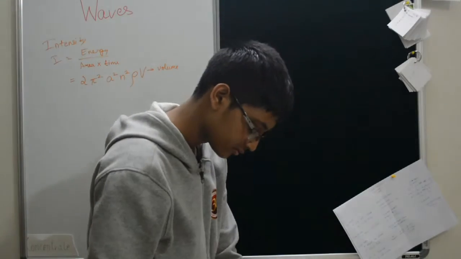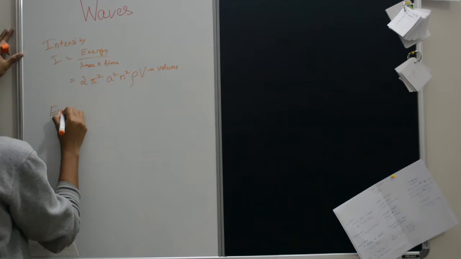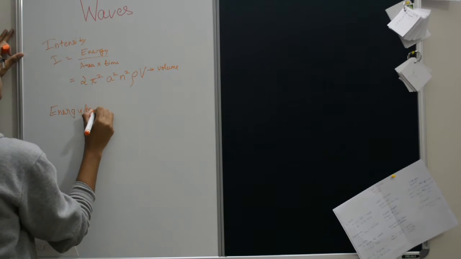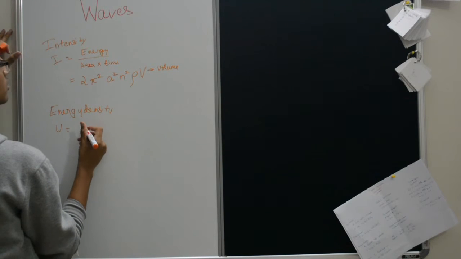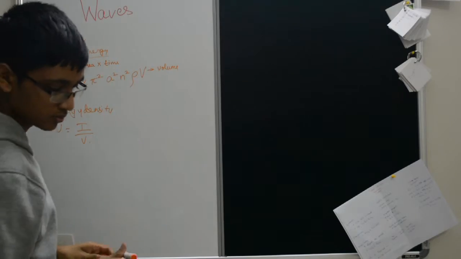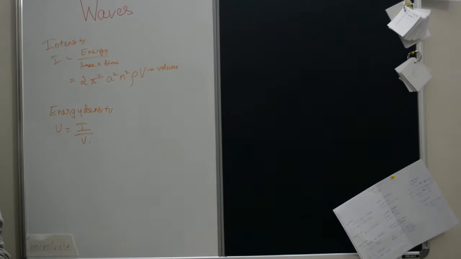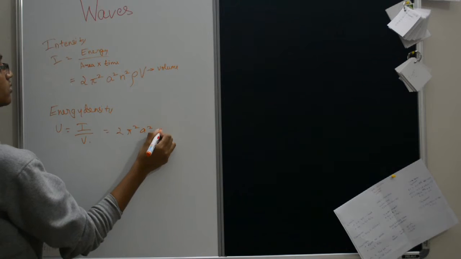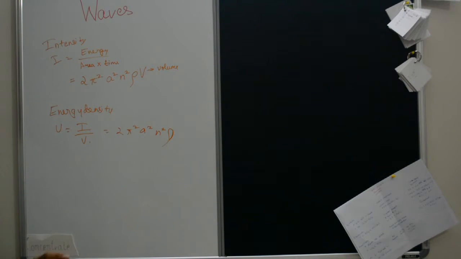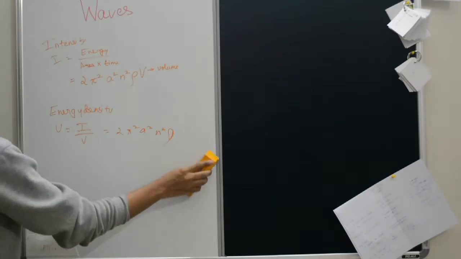After this, of course, there is energy density. Energy density is basically U equal to intensity per unit volume. Then the velocity here will get cancelled out, so it will be 2π²A²n²ρ. And that's all the formulas for progressive waves. Moving on.